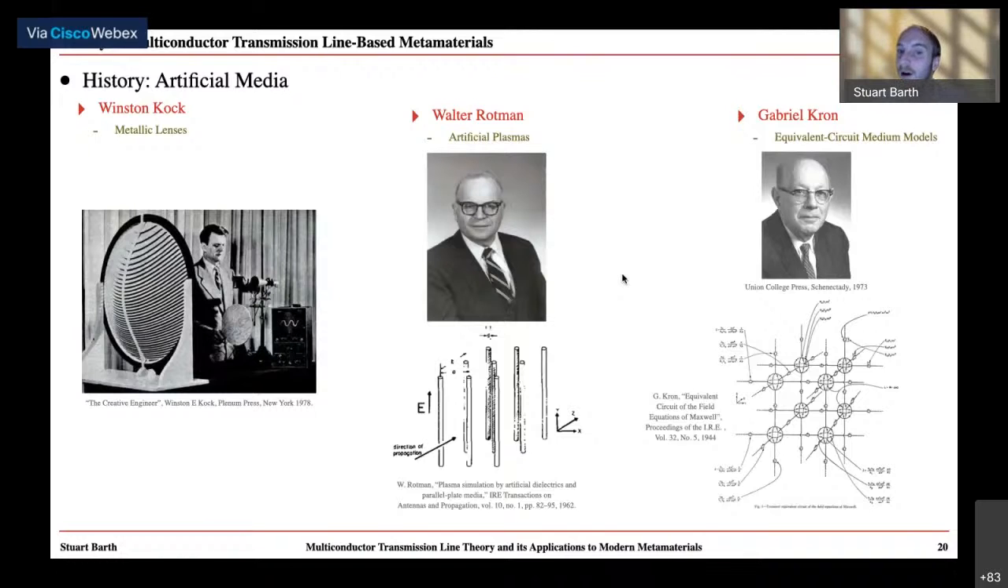Walter Rotman, in the middle, investigated artificial plasmas made from periodic arrays of thin wire elements. He showed that when electric fields impinged on this thin wire media with the right polarization, it experienced a bandgap behavior similar to what you might expect in a plasma. Lastly, one of the key people here was Gabriel Kron, and Kron showed that he could model the effects of wave propagation in different media using equivalent circuit models. This is a key development in transmission line metamaterials because we essentially employ the same concepts to model the effects of propagation through various metamaterial media with similar transmission line models.